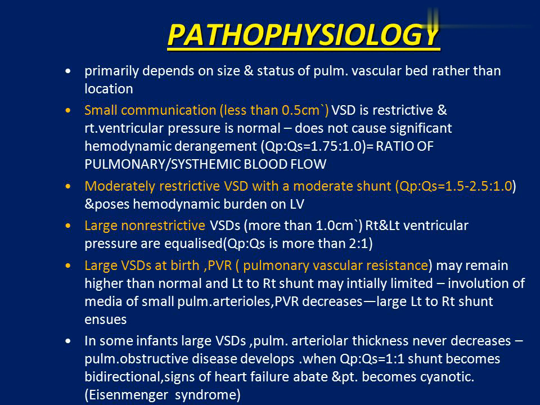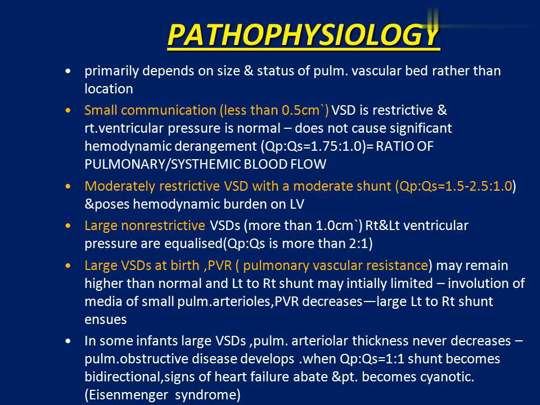Large non-restrictive VSDs, more than 1.0 centimeter: right and left ventricular pressures are equalized, and Qp/Qs is more than 2 to 1. In large VSDs at birth, PVR, pulmonary vascular resistance, may remain higher than normal and the left to right shunt may initially be limited. With involution of the media of the small pulmonary arterioles, PVR decreases and a large left to right shunt ensues.